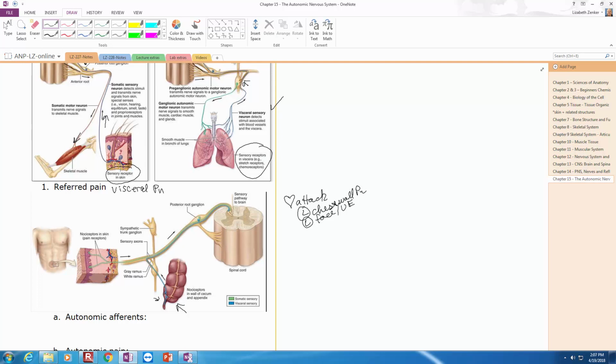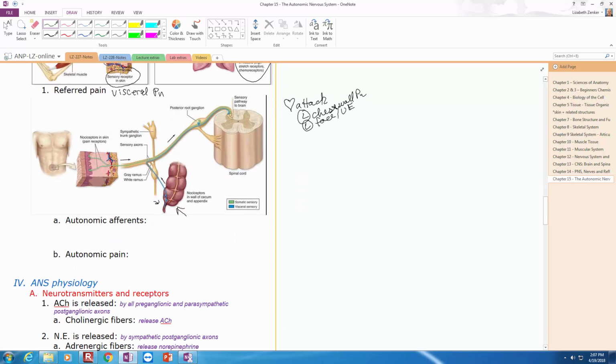Okay, because they arise from the same embryologic starting place, let me put this under autonomic afferents. These guys run in the same fiber pathways as the somatic afferents, and it's because they're from the same embryological or original starting place.